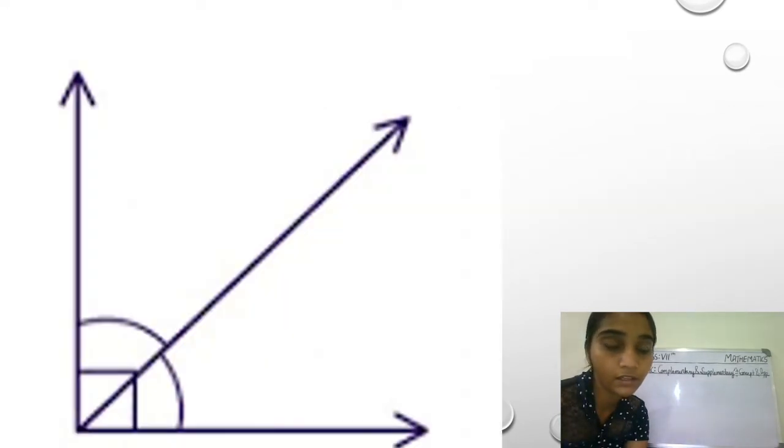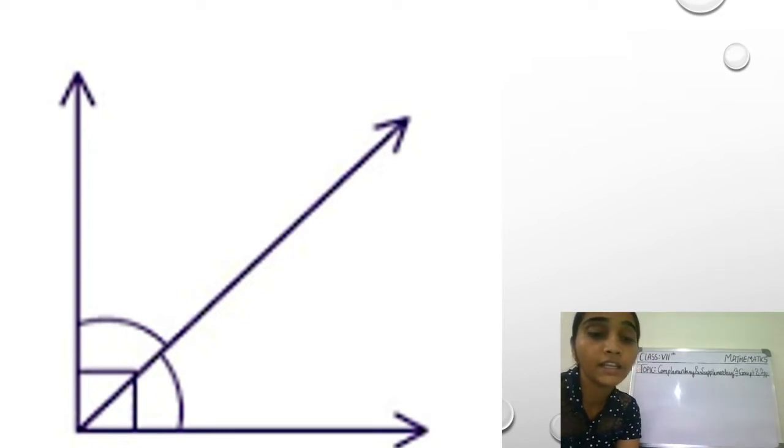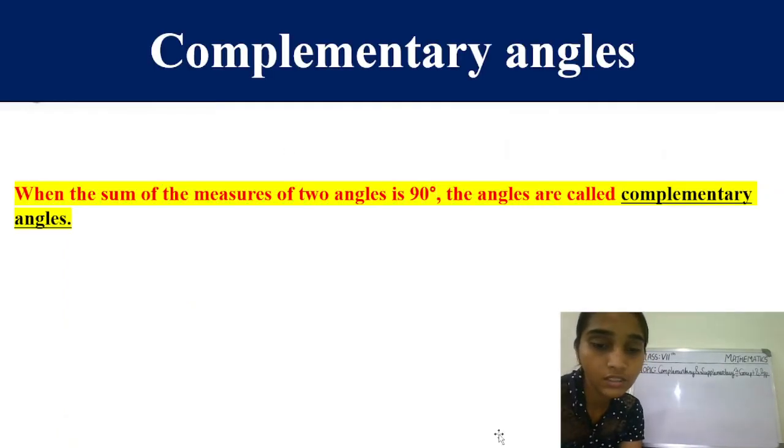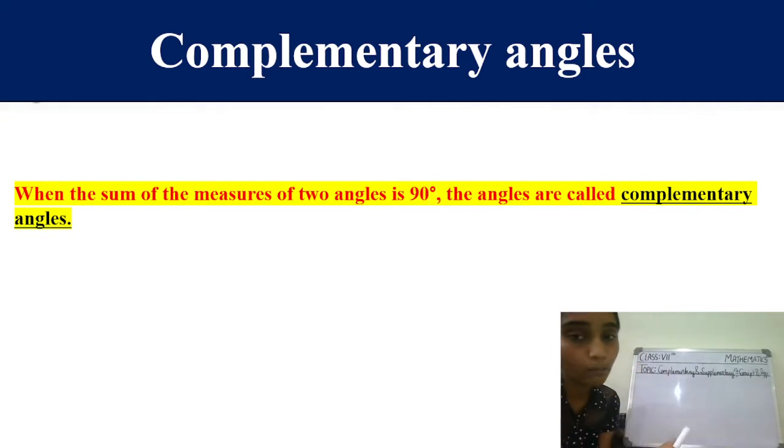Now students, if I show you the thing I have formed, in this way you can consider. Now look at this picture. So now we are going to define what complementary angles are, what we mean by them. Just see students, when the sum of the measures of two angles comes out to be 90 degrees, then we say that the angles are complementary angles. If we are adding the two angles and getting the sum as 90 degrees, we say those angles are complementary angles.